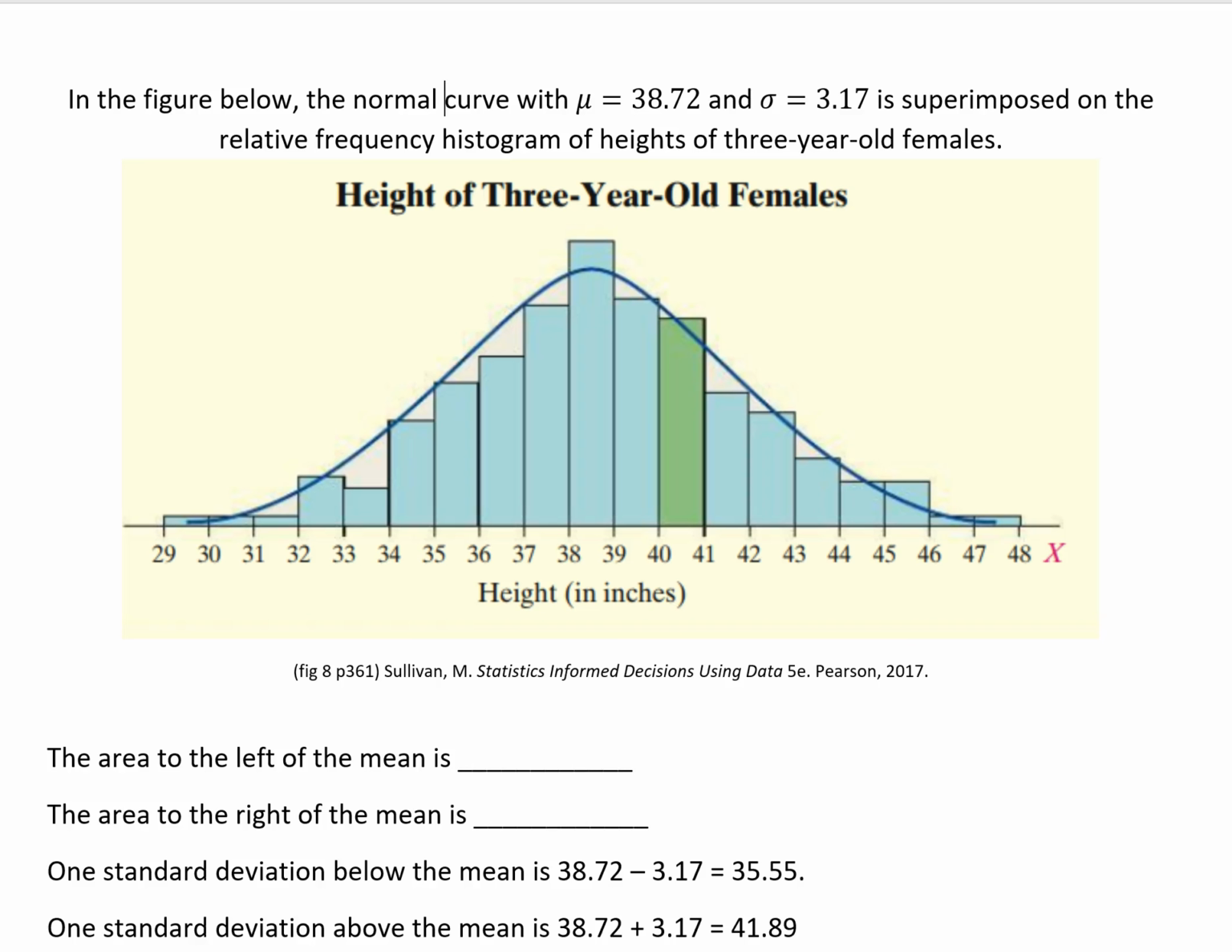This video will connect a normal bell curve with a real-life example, the mean, and a standard deviation. The real-life example is the height of 3-year-old females.